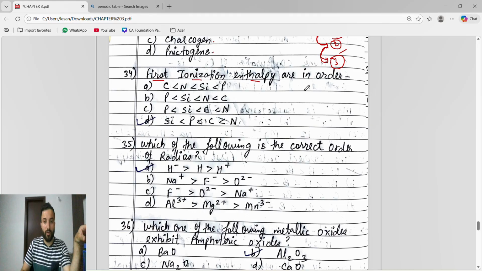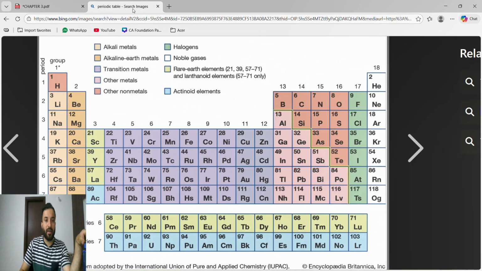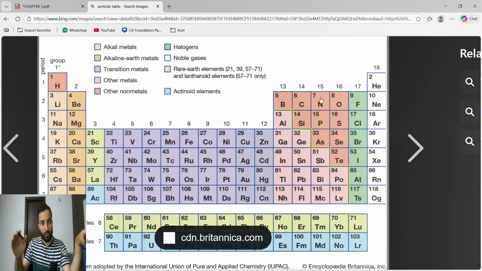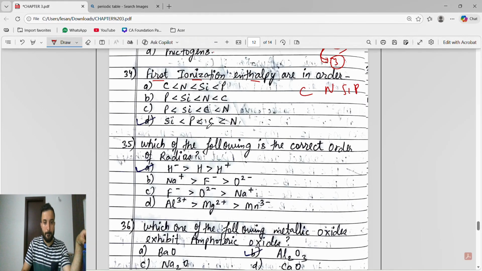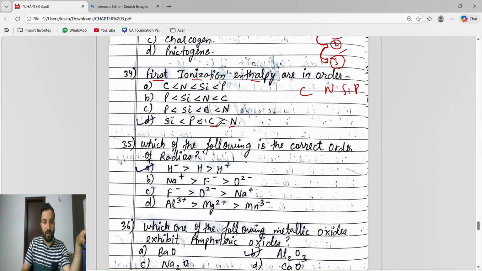So we have only 4 elements: carbon, nitrogen, silicon and phosphorus. What will happen, guys? First will be nitrogen because along the period, then carbon, then down the group will come here. So again along the period is phosphorus, then silicon. So the order is nitrogen, carbon, phosphorus, silicon.